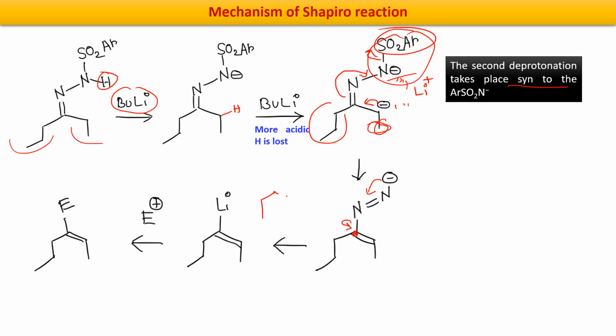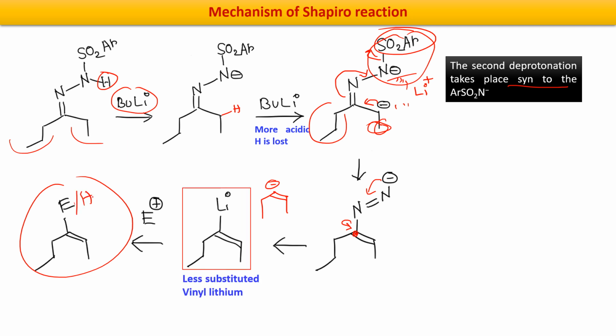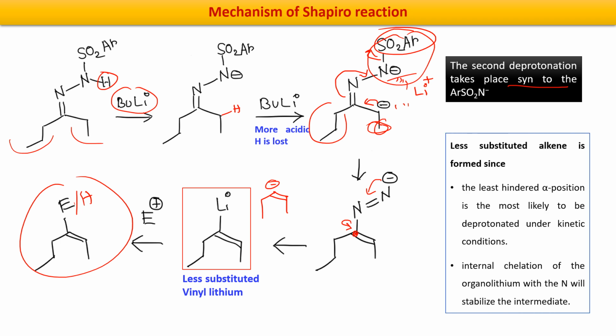You can also write it like this, as if negative charge is here. And finally, in presence of E plus electrophile, we will get this type of final molecule. But if you are not using any E plus, then it will be simply hydrogen in place of E. So this is the less substituted vinyl lithium that is produced, and here we can understand why the less substituted one is the major product in case of Shapiro reaction.